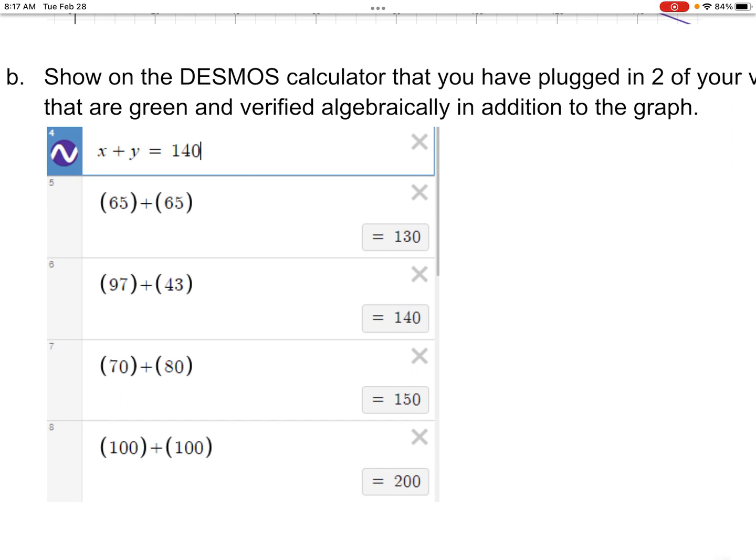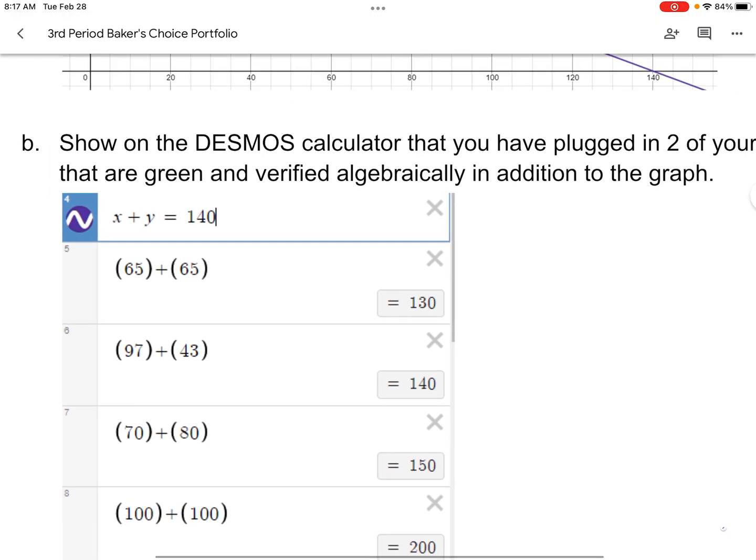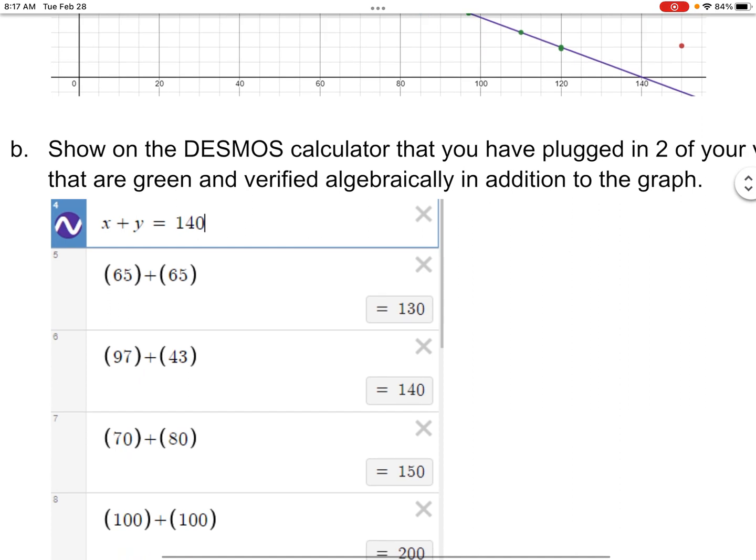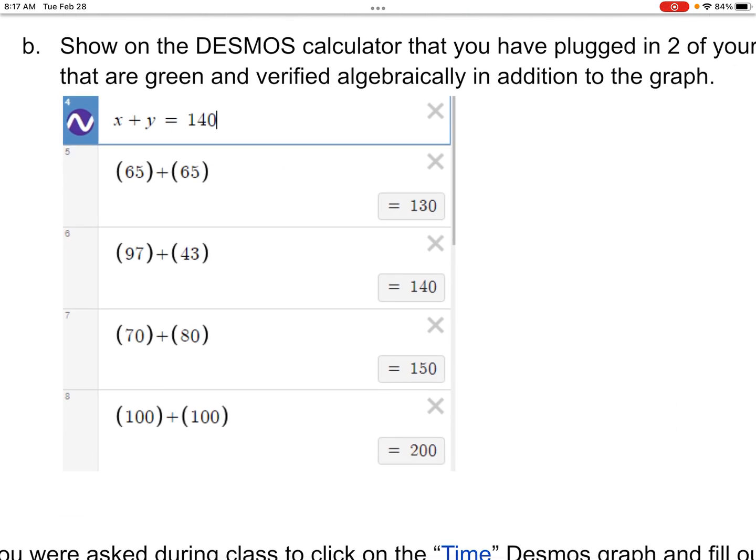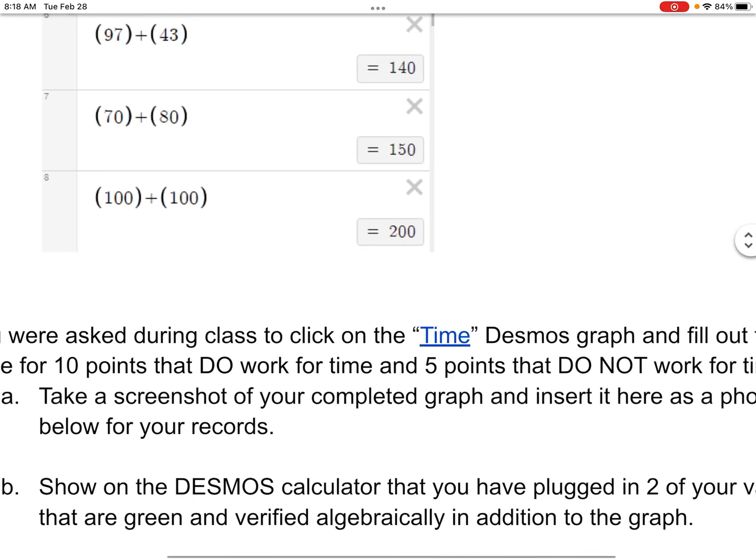Okay. We also went in and verified our equation. So you see this equation is x plus y equals 140. We took the green combinations, whatever those were. One of them was 65 and 65. So we did 65 plus 65 and checked that that was either 140 or less. This was 130, so it was fine. All of these, all right, I have two that aren't. These two, 70 and 80, that's a red dot on the graph. 100 and 100 is a red dot on the graph because the total gave me something above my oven space restriction for the problem.